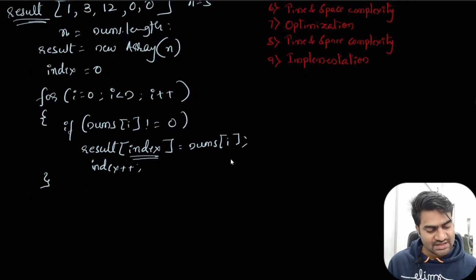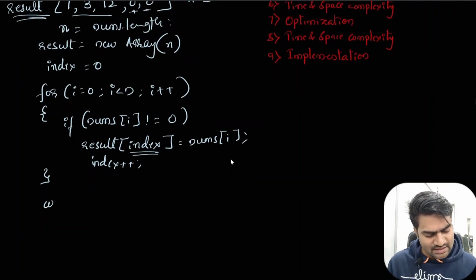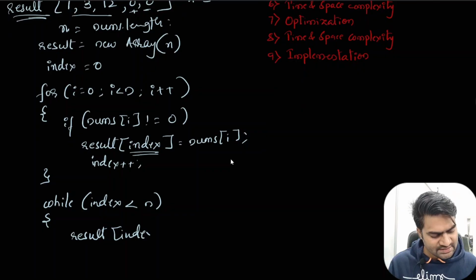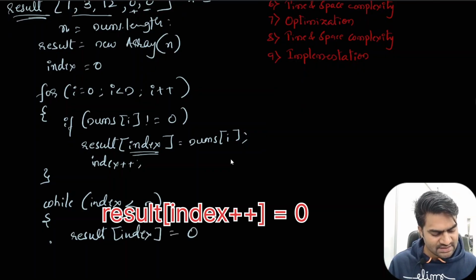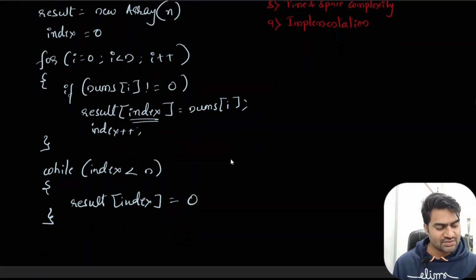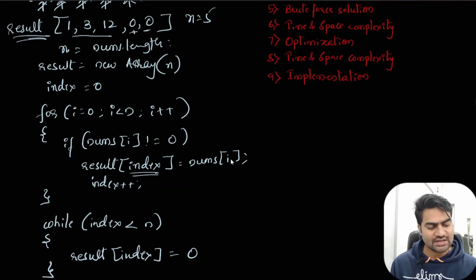After that, assume there are 3 numbers which are not zeros. Then the remaining indexes also I need to fill, right? So for that, what I can do, while index is less than n, I will simply say result of index equal to 0. I will simply fill the remaining empty blocks with 0. So this way, we can come up with this particular result.